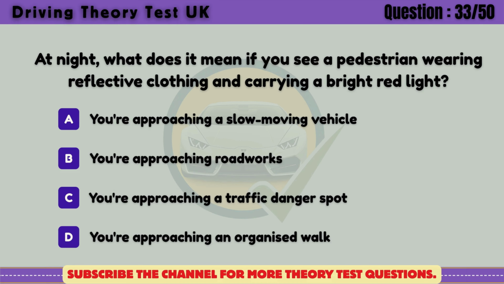Question 33. At night, what does it mean if you see a pedestrian wearing reflective clothing and carrying a bright red light? Option A. You're approaching a slow-moving vehicle. B. You're approaching roadworks. C. You're approaching a traffic danger spot. D. You're approaching an organized walk.